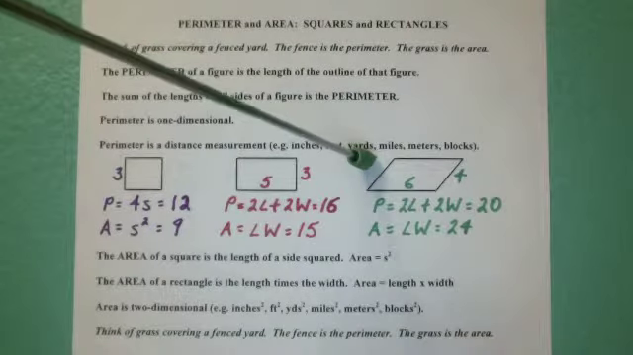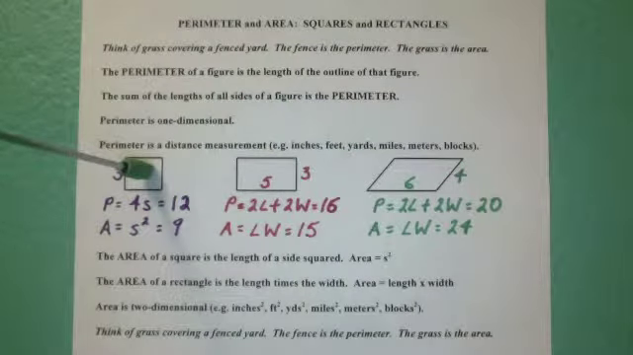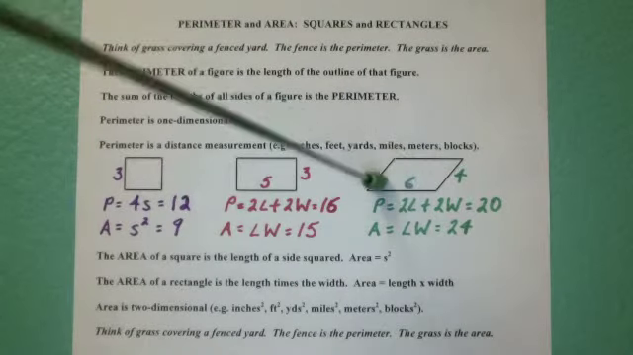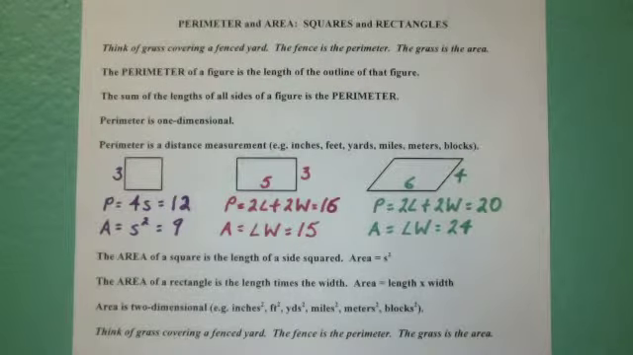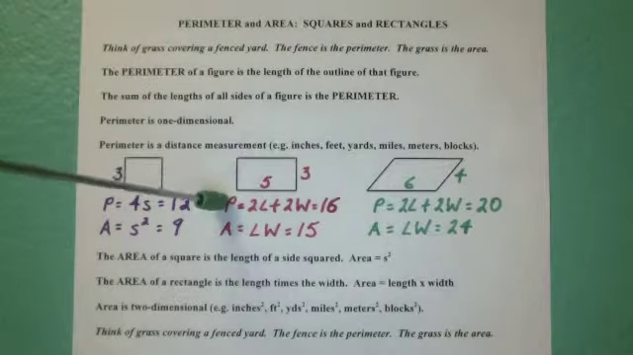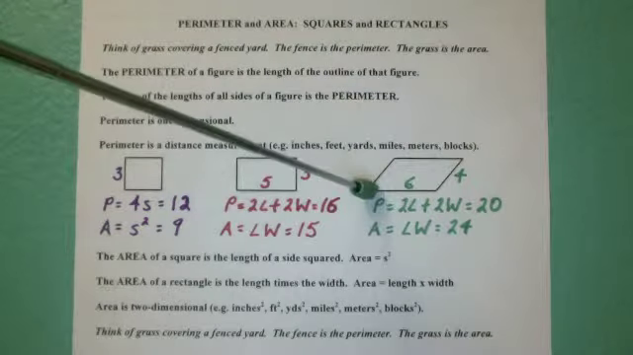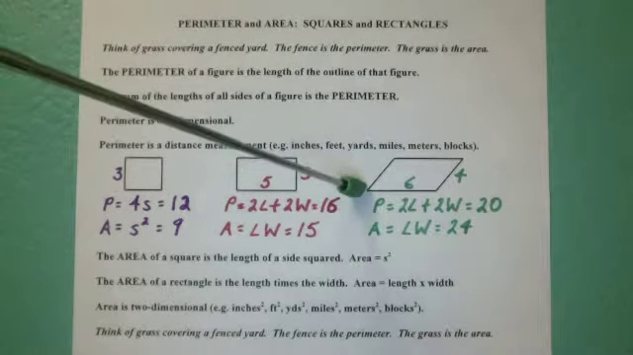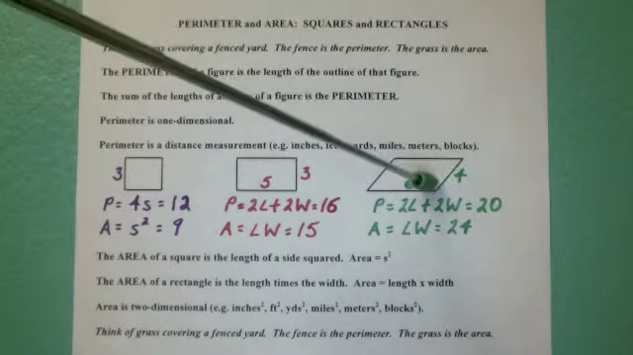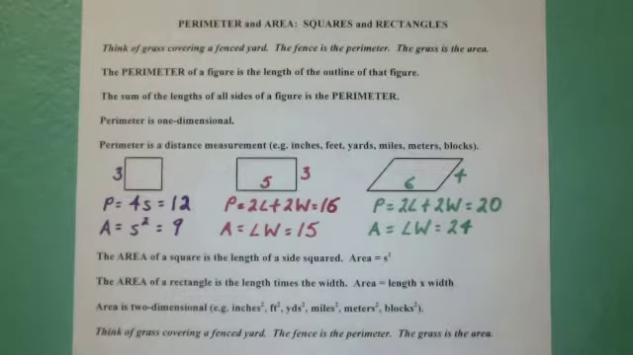Now I've added this figure because this is a parallelogram. Both of these are simply types of parallelograms. They are parallelograms that have 90-degree angles in all corners. So you figure out the perimeter of a parallelogram the same way you figure out the perimeter of a rectangle. 2 times the length plus 2 times the width. 2 times 6 is 12. 2 times 4 is 8. 12 plus 8 is 20, whatever the units are.